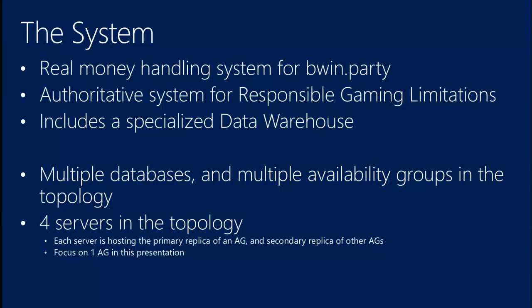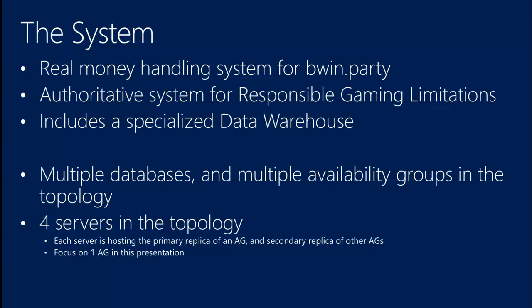Quick overview. The system I'm talking about is a real money handling system. Bwin Party is an online gaming company, so we have a lot of money coming in. It's the authoritative system for us that runs responsible gaming limitations. Every country has its own limits on where you can gamble, how much you can gamble, stuff like that. So the system that we have is responsible for holding that data. It's a highly important system for us, and includes a special data warehouse to run the reports on that.